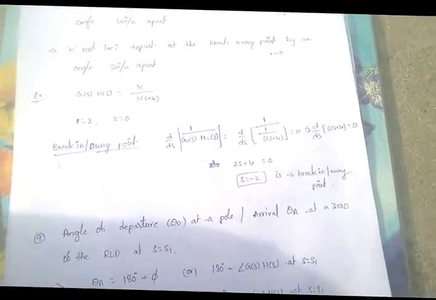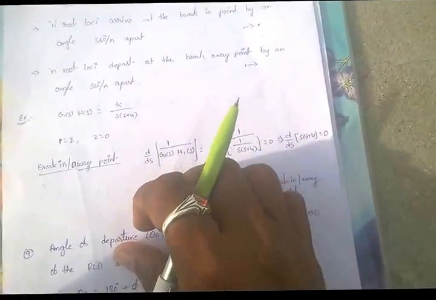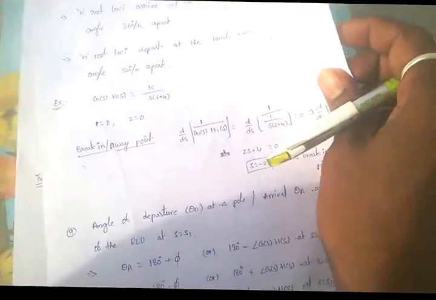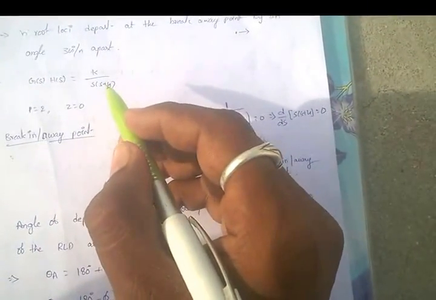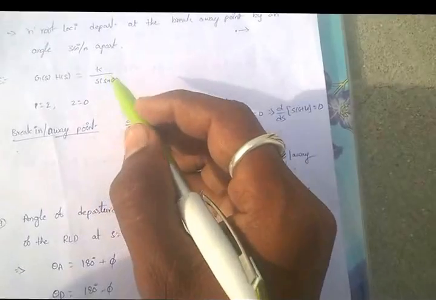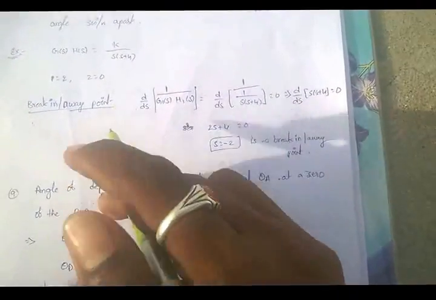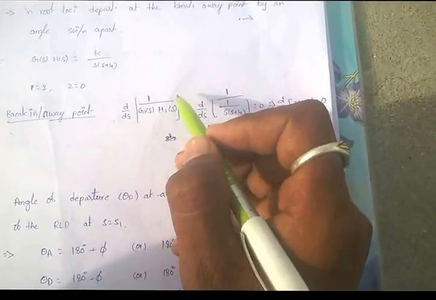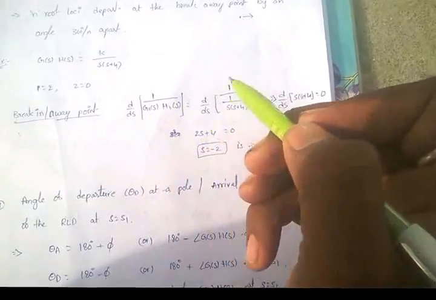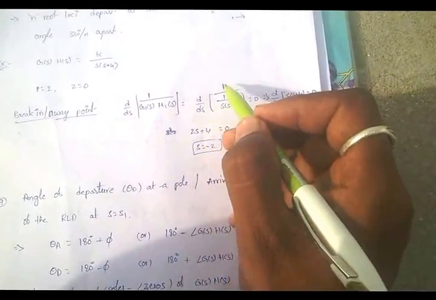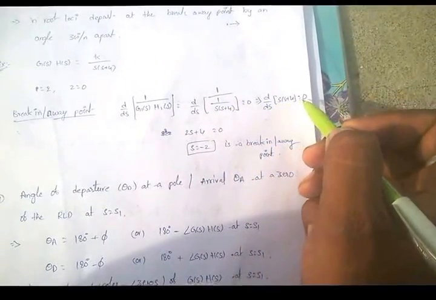And one example for a break-in or breakaway point: here g of s and h of s is equal to k by s into s plus 4. For this, the number of poles is 2 and the number of zeros is 0. Coming to the break-in or breakaway point, K means 1 by g of s into h of s, so d by ds of s into s plus 4 equals 0.